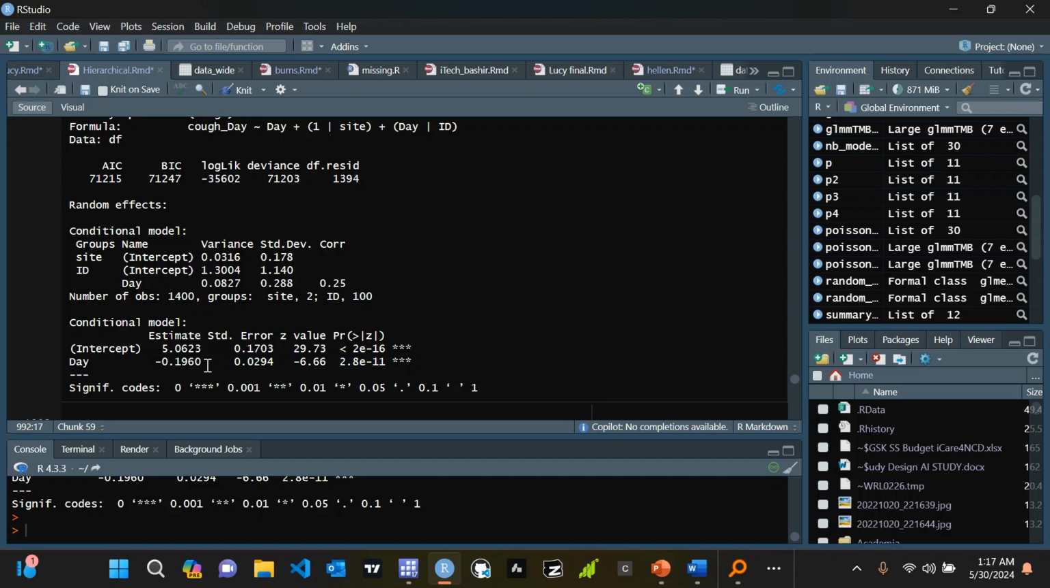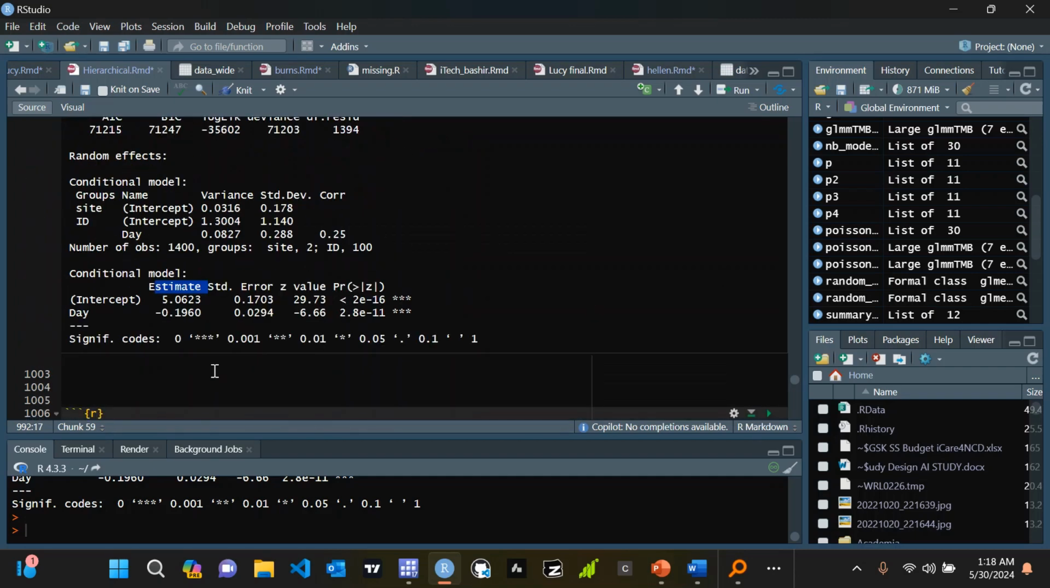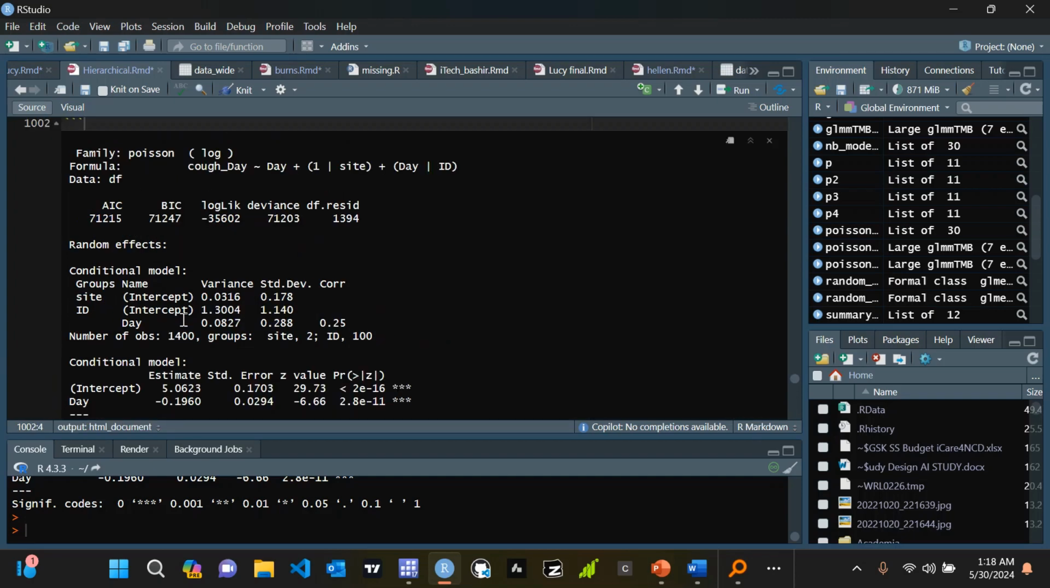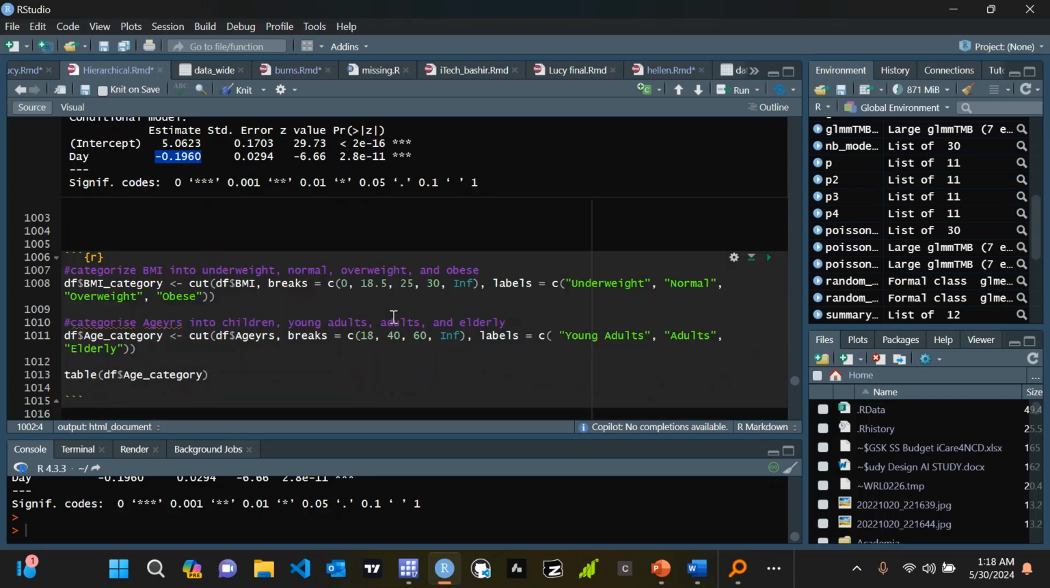We have fixed our day. You see the overall effect is negative 0.19. These are coefficients, by the way. If we want to get the incident rate ratio, we can exponentiate these effects. So this is the overall effect of time on the outcome. It reduces by almost 19% if we are considering coefficients.